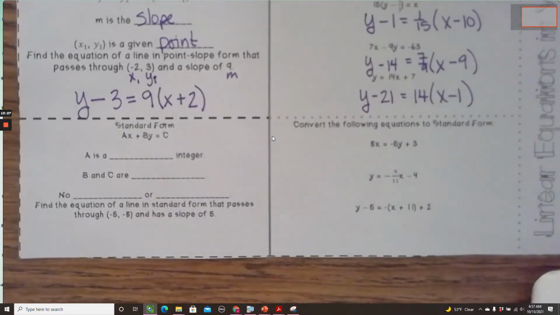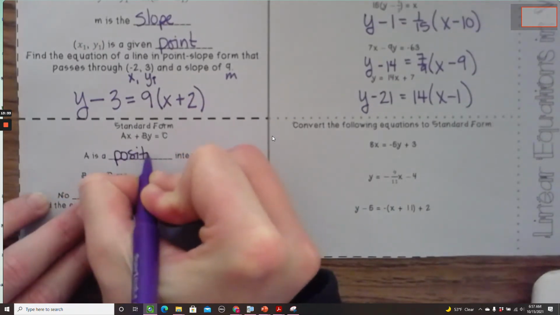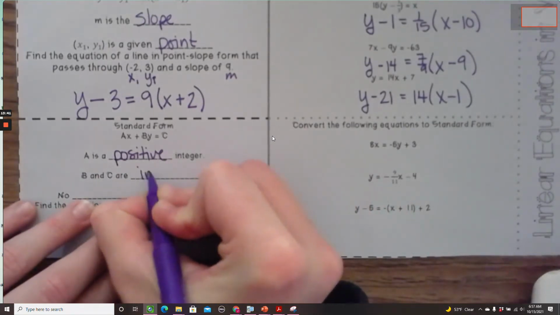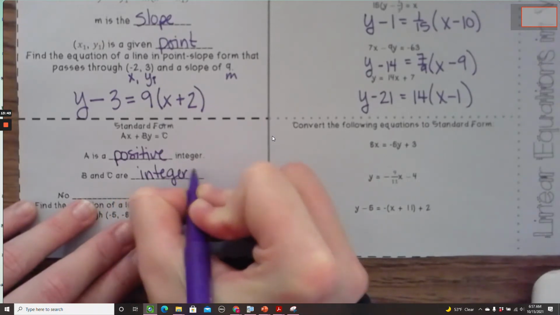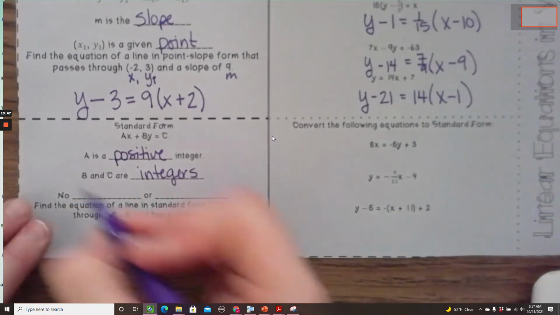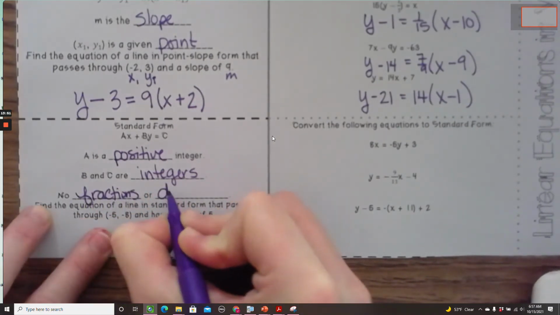Standard form is ax plus by equals c. So a has to be a positive integer, so no negatives in front of the a, and it has to be an integer, so no fractions. B and c are also integers, so again, no fractions, which means you're going to have to find common denominators. So no fractions or decimals.